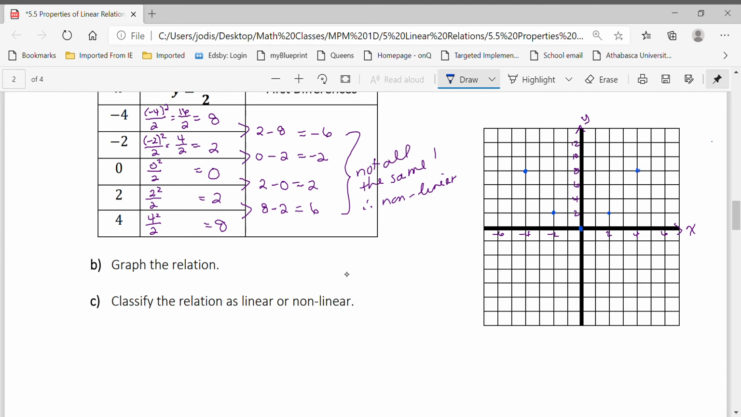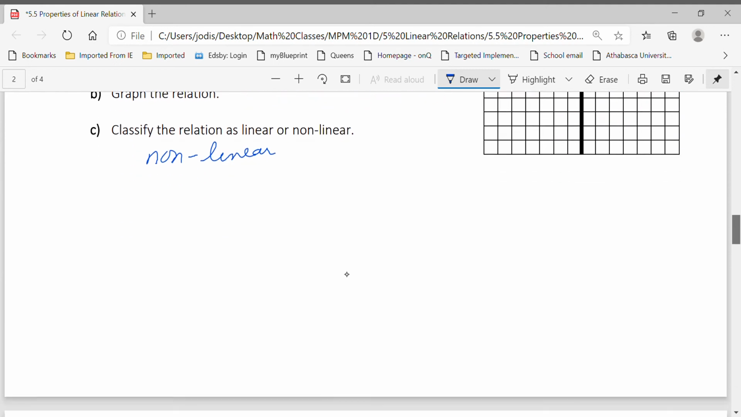So this is a nonlinear one. This is one that you'll spend a lot of time with in grade 10. It's called a parabola. Because it's nonlinear, we can't draw a straight line, so we're just going to draw a curve to the best of our ability through all the points, and then label it as y equals x squared over 2. And then to classify as linear or nonlinear, well, we know it's nonlinear from our first differences, and we could definitely see that it was nonlinear from the graph.